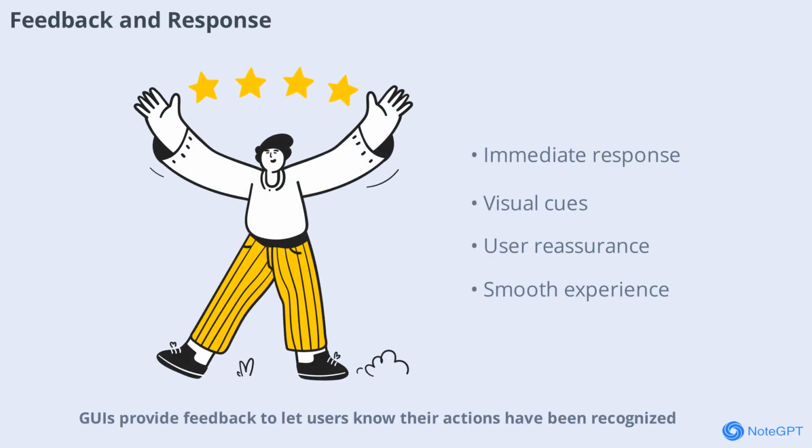GUIs provide feedback to let users know their actions have been recognized. For example, buttons may change color when clicked, or a loading icon may appear while a task is processing. This immediate response reassures users and helps them understand what's happening. Good feedback is essential for a smooth and satisfying user experience.